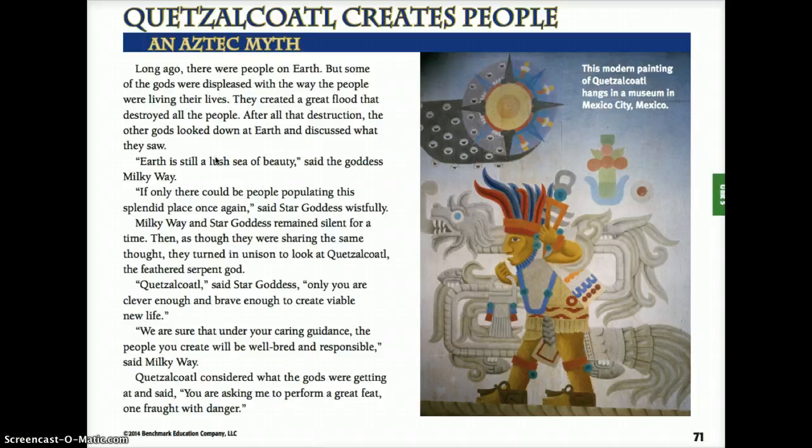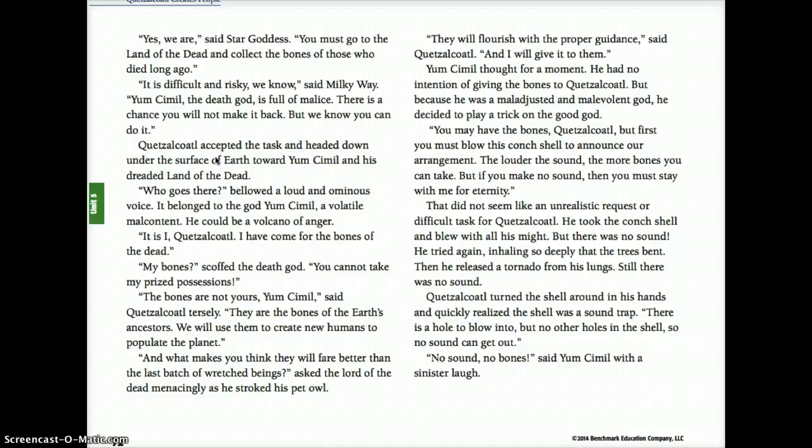Quetzalcoatl considered what the gods were getting at and said, "You are asking me to perform a great feat, one fraught with danger." "Yes, we are," said Star Goddess. "You must go to the land of the dead and collect the bones of those who died long ago." "It is difficult and risky, we know," said Milky Way. "Yum Simil, the death god, is full of malice. There is a chance you will not make it back, but we know you can do it."